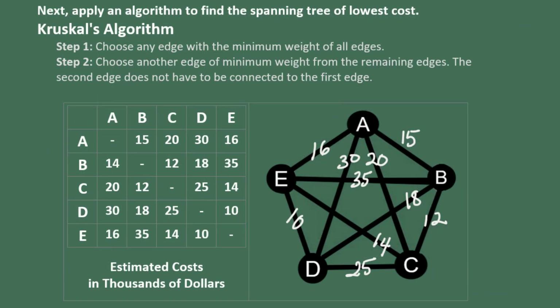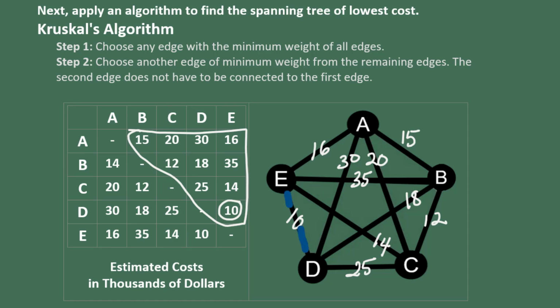The next step is to apply an algorithm to find the spanning tree of lowest cost. I'm going to demonstrate Kruskal's algorithm. The first step of Kruskal's algorithm is to choose any edge with minimum weight from all of the edges. So looking at all of the values in the chart or on the graph, we can see that the smallest value is 10. So we're going to choose edge E to D.